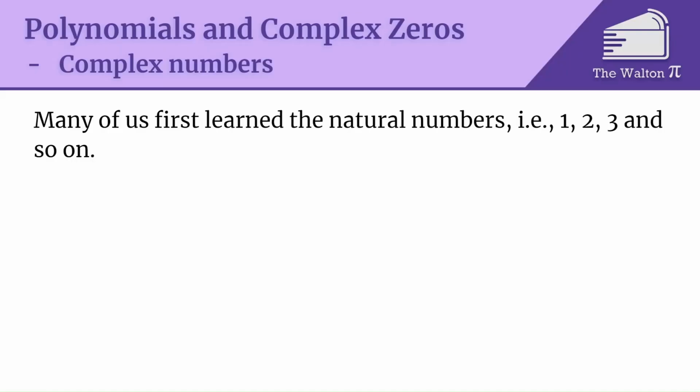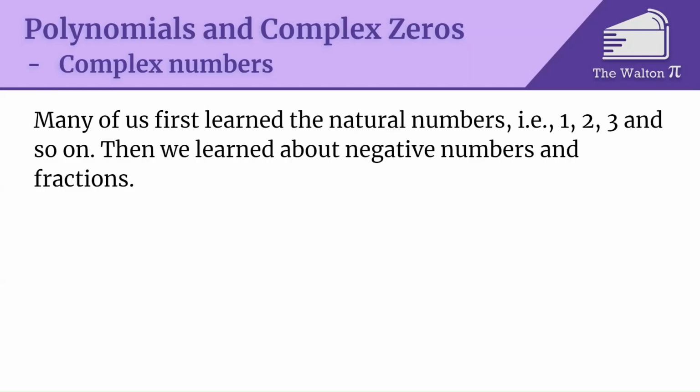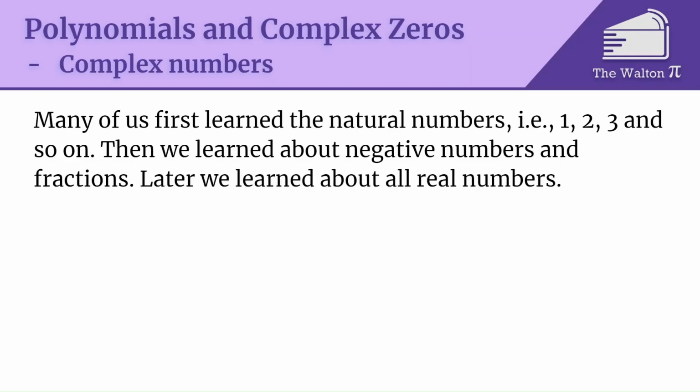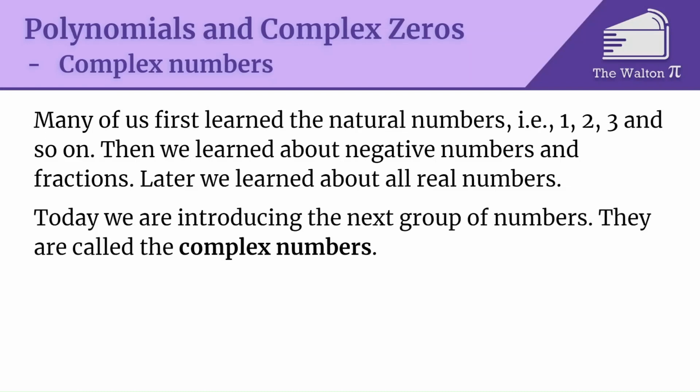So most of us first learned the numbers 1, 2, 3, 4, and so on when we're counting, okay? These are what we call the natural numbers. It's natural to start at 1, then go 2, 3, 4, and so on. Then we learned about negative numbers and fractions. And then eventually we learned about all real numbers. So numbers like pi, e, all of these are weird numbers that have these infinitely long decimal trains, and those are the real numbers. Today we're introducing the next group of numbers, okay?